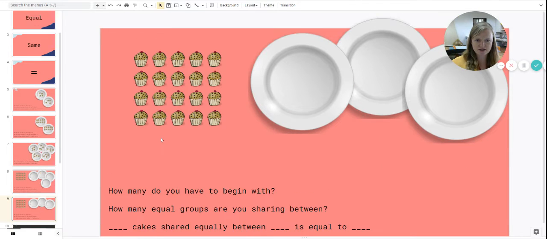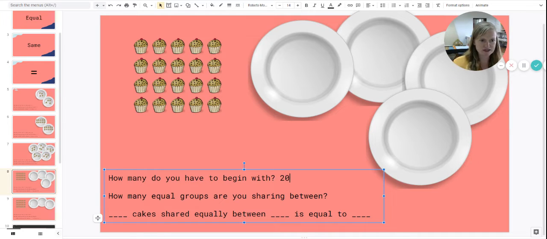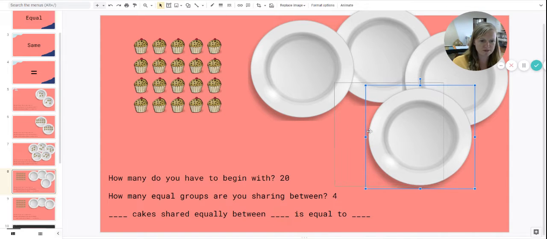All right. Oh, let me go back up there. I went too far. Okay. So again, with the exact same array of cupcakes, there's still 20. Should we check to be sure? 5, 10, 15, 20. There is. Okay, let's write that in. It's systematic. How many equal groups are we sharing between? Well, how many plates do we have this time? Oh, look, we've only got 4. We don't have 5, we've got 4. So this time we're sharing between 4 people.